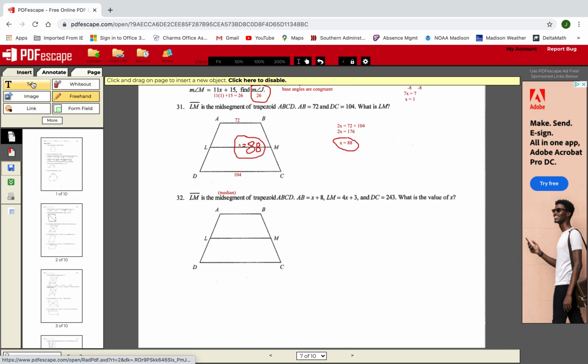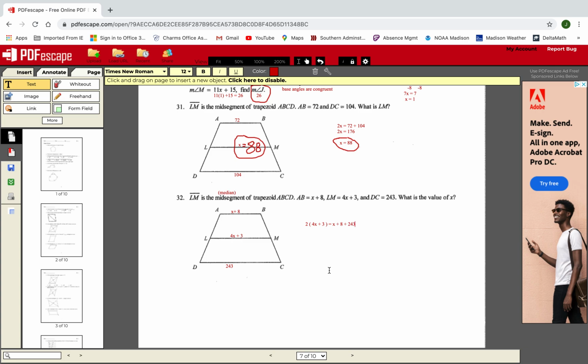All right, so for 32, we're doing the same concept, but we're doing it with expressions. It says that AB is x plus 8. It says that LM is 4x plus 3, and it says that DC is 243. So we're working under the concept that 2 times the median, or 2 times the quantity 4x plus 3, equals the sum of the bases, or x plus 8 plus 243.